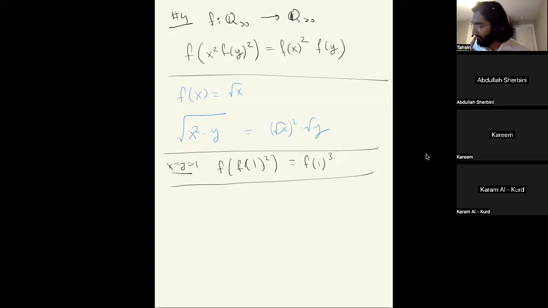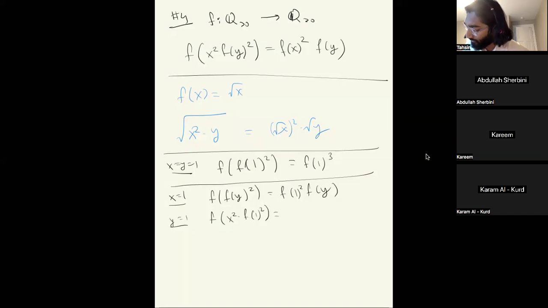So we can always try things like setting one of them equal to 1. If x equals 1, then we get something like f of y squared equals f of 1 squared times y squared. Or if y equals 1, we get f of x squared times f of 1 squared equals f of x squared times f of 1.